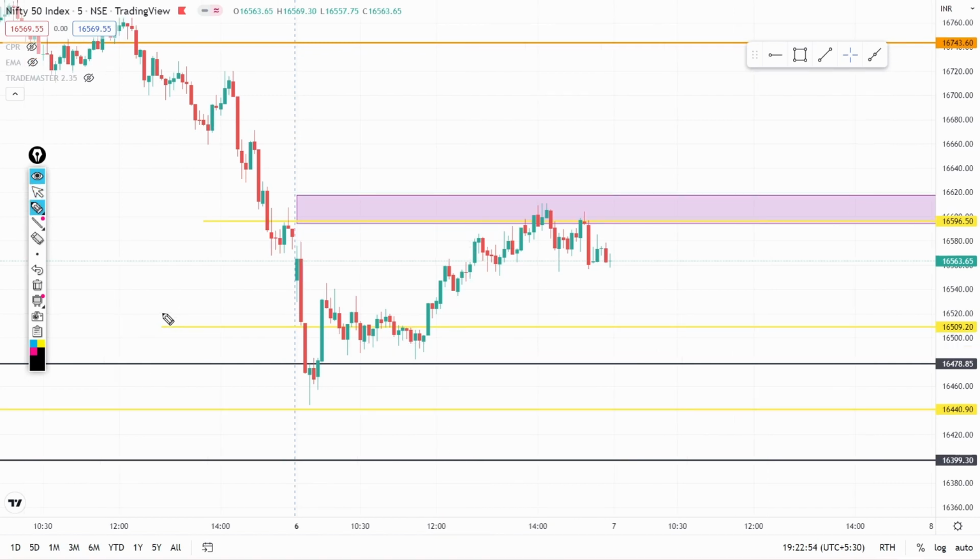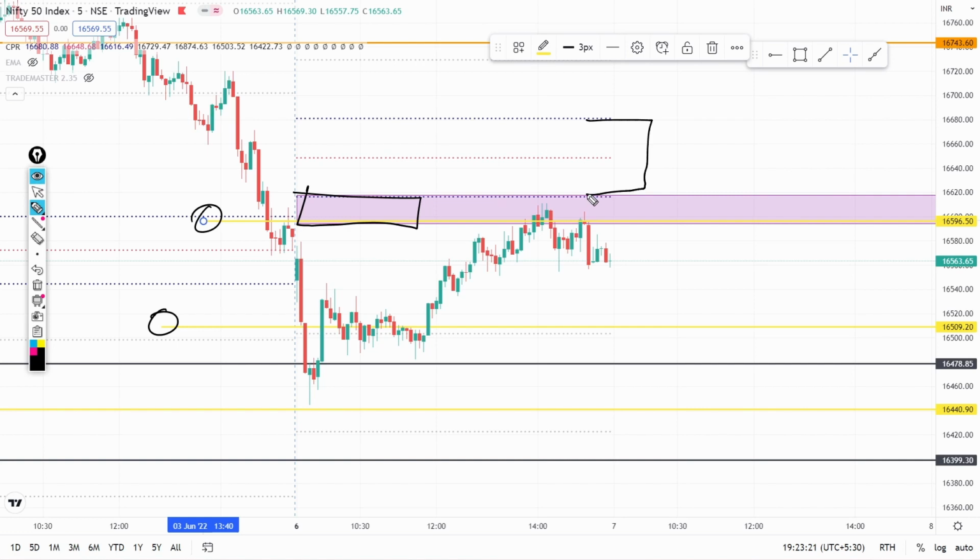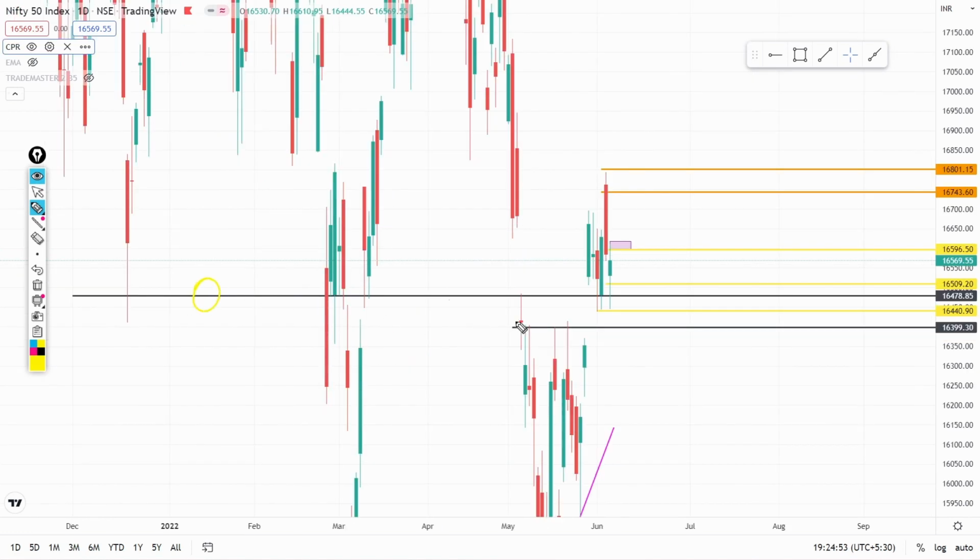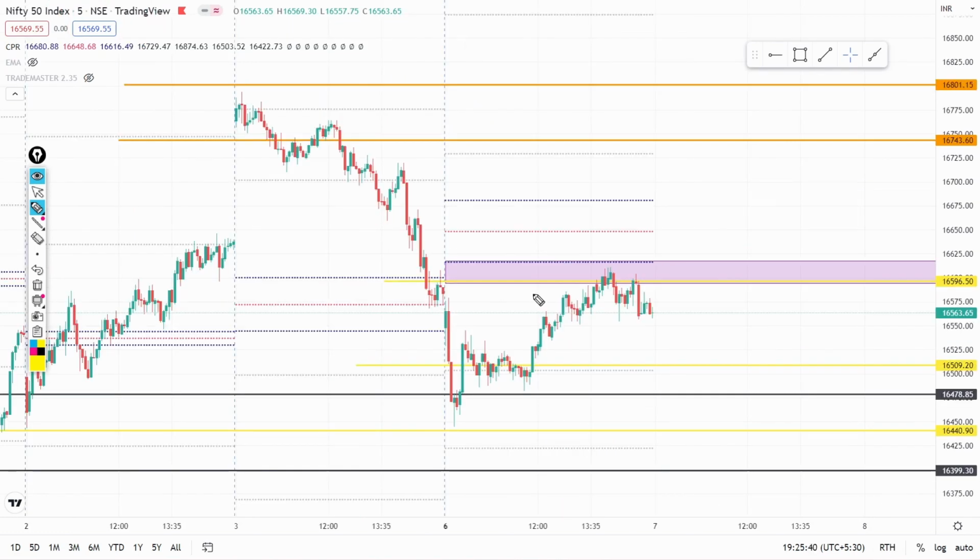Guys, today the support was at 16,509 and the resistance was at 16,596, and this is the weekly pivot and these lines are the daily pivot lines. These two black lines are drawn by seeing that multiple times the price has reacted at these lines, so we consider these lines as key zones. So this is the basic data that you should have before going into the trade.